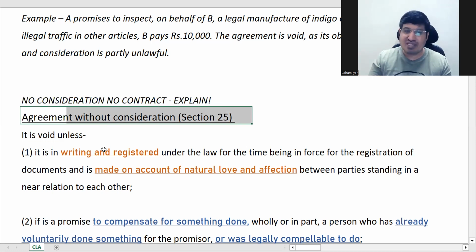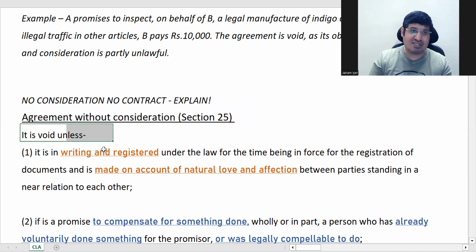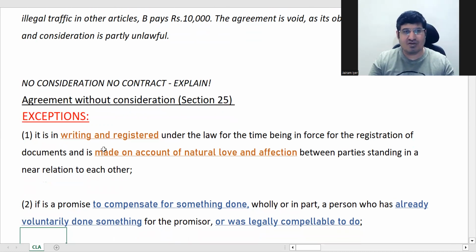So this is good for everything, but there are some exceptions. Now it is void unless. That is, we are seeing what the exceptions are. So the first exception is, so the general rule is what? If there is no consideration, then no contract. No consideration, no contract.